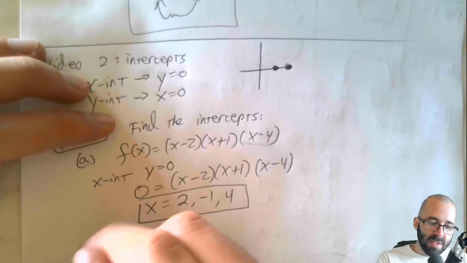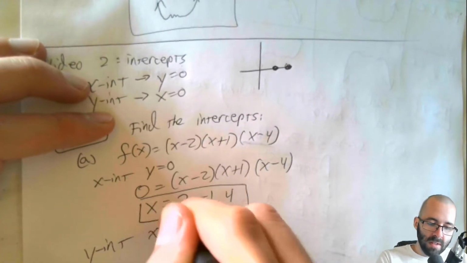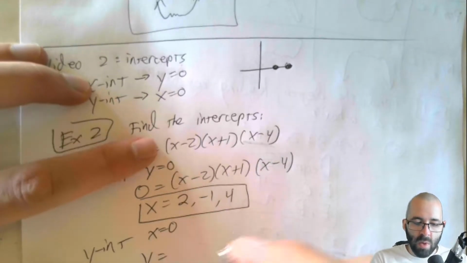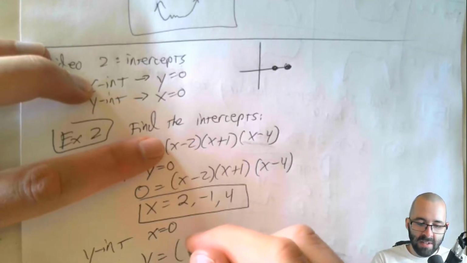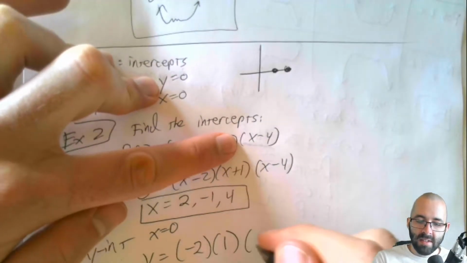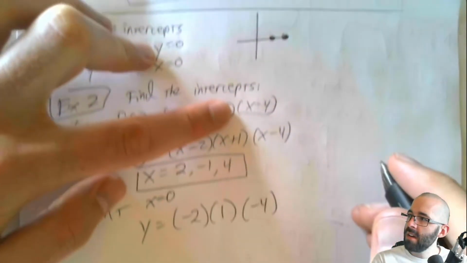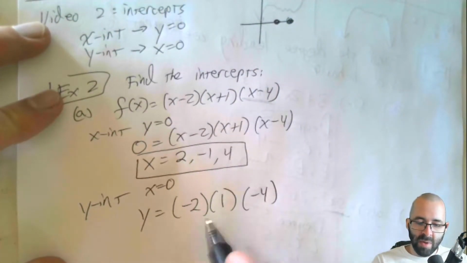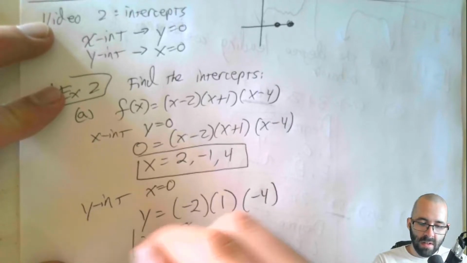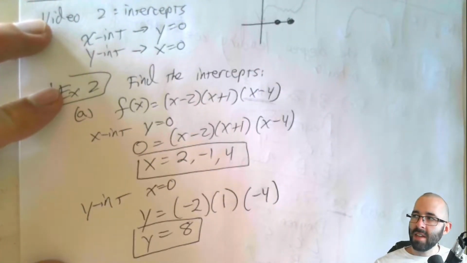And the y-intercept is when x is equal to 0. So if x is equal to 0 here, what do we have? Y is going to be 0 minus 2, 0 plus 1, and 0 minus 4. So the y-intercept is whatever this multiplies to, which is positive 8. We got our x-intercept, we got our y-intercept, done.